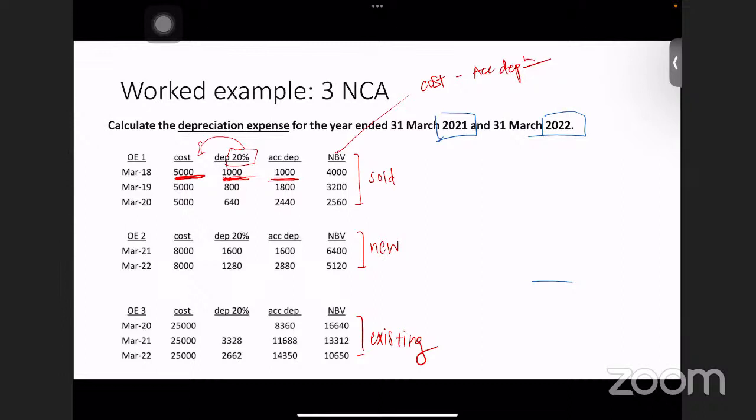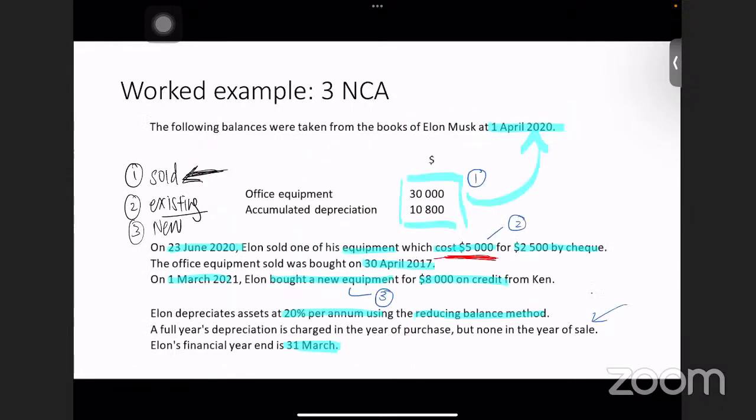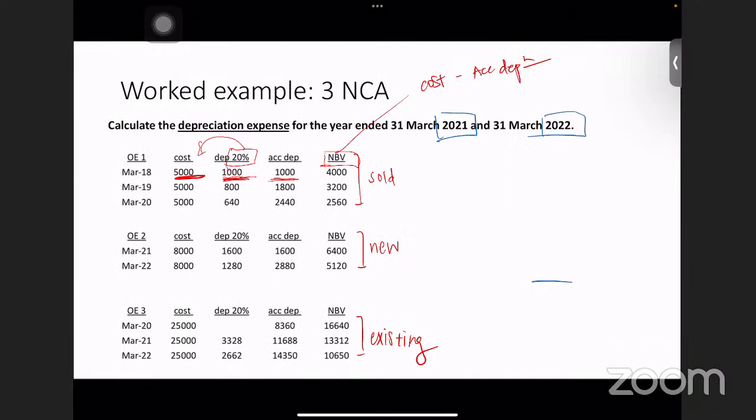Because we are using the reducing balance method, for my following years I will take my NBV and multiply the rate by the NBV. The other concepts will still remain the same. I will continue this until March 2020. Why? Because I sold this in June 2020. Remember, in the year that I sell, I don't need to count. So anything past March 2020, I don't need to count anymore. Because my year end is a March year end, anything past 31st March 2020, I don't care. It will just stop there.